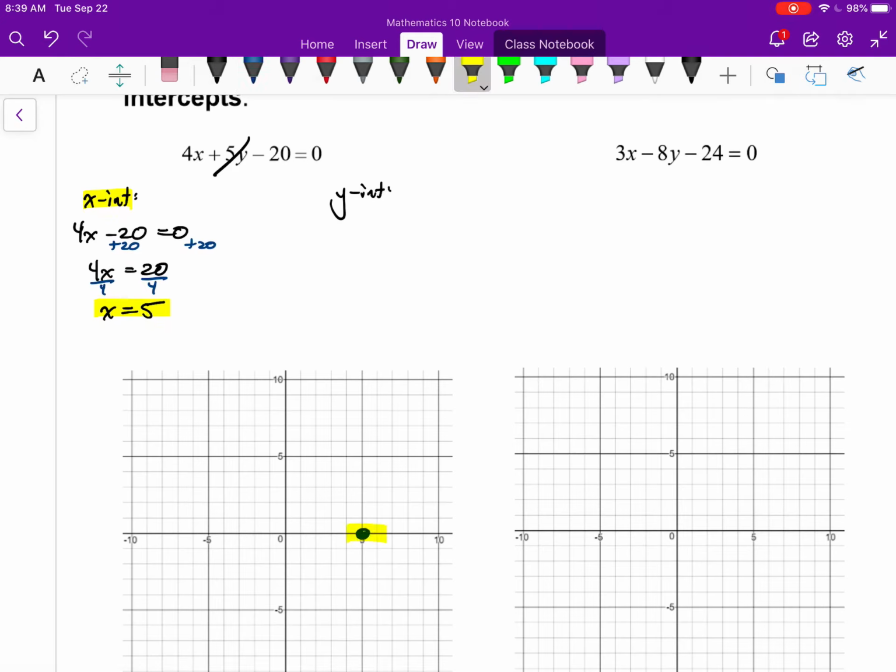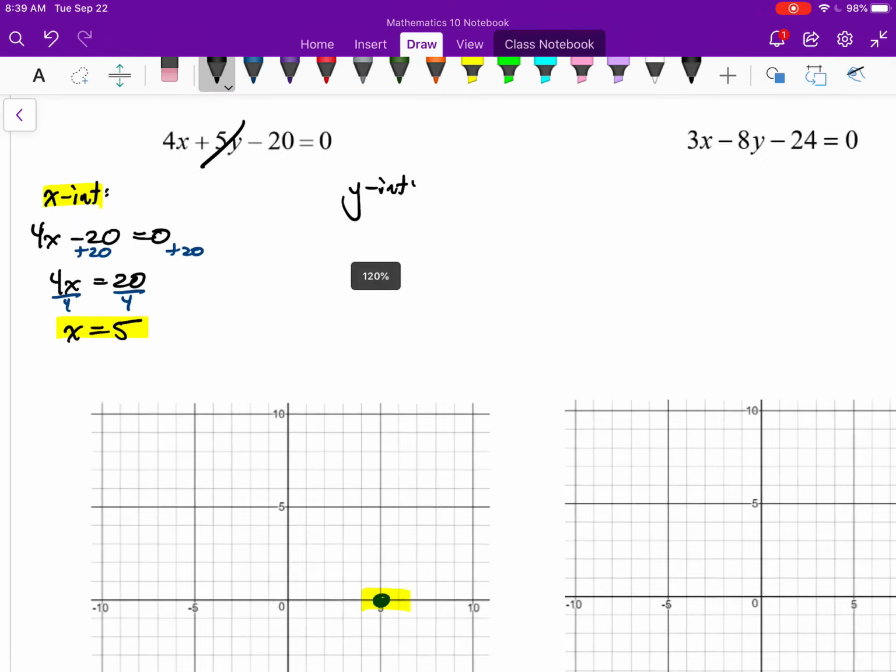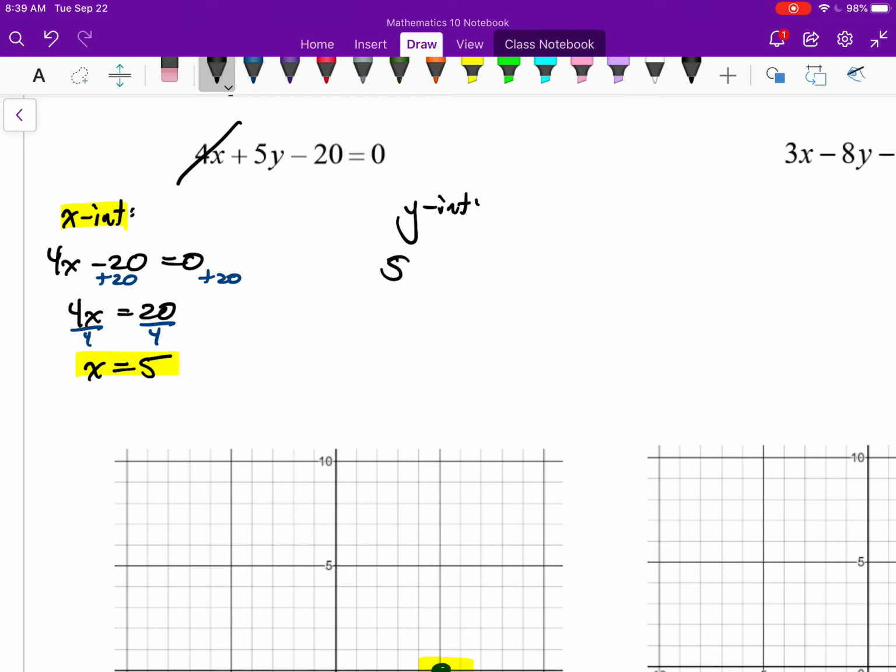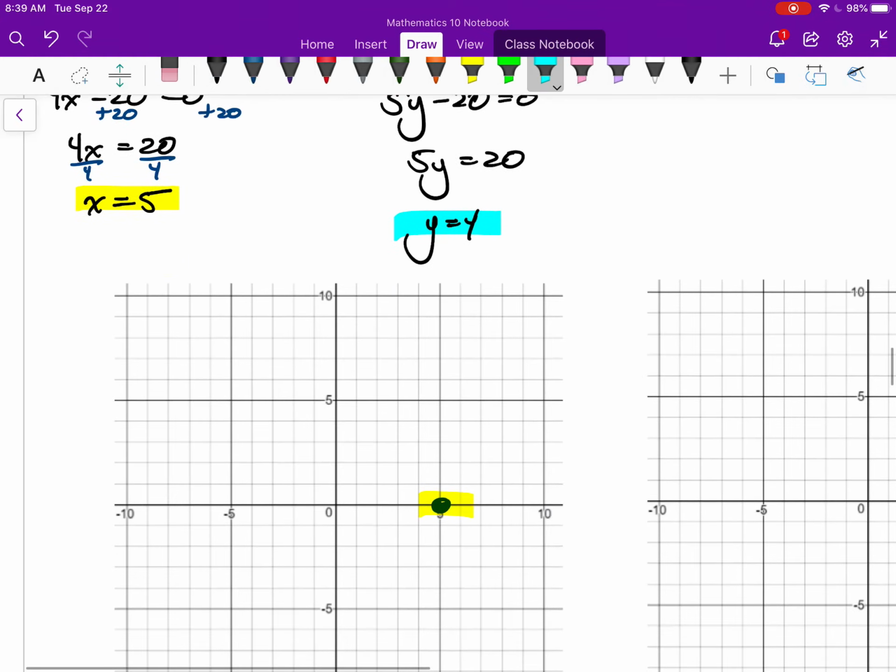And my y-intercept, same idea. For my y-intercept, I make x equal to 0. So the x term vanishes, becomes 0. And so I have just 5y minus 20 equals 0. Add 20 to both sides, that means 5y equals 20. 5 times some number equals 20, y must be 4. And so I can show that right here. And once I got 2 points, I can just grab a ruler, connect the dots, draw my arrows, and I'm done.